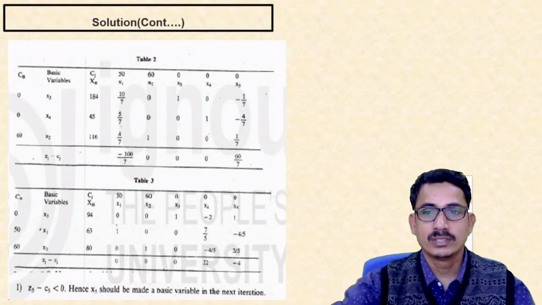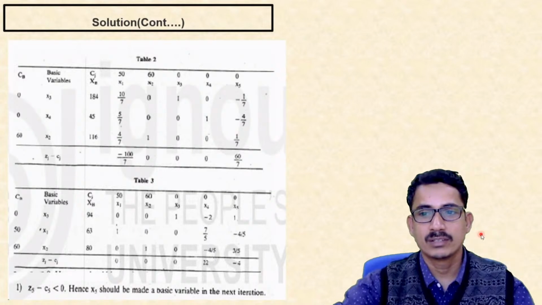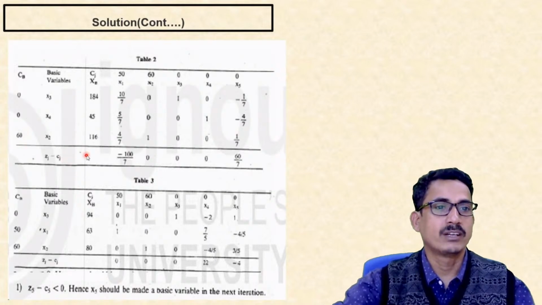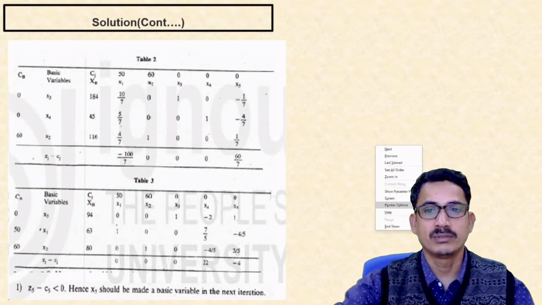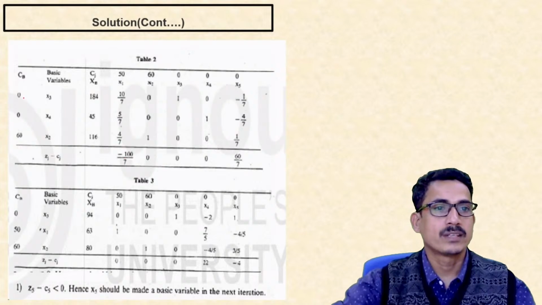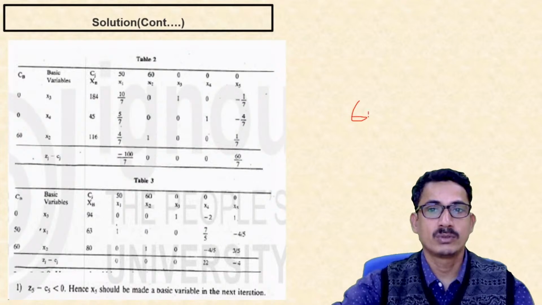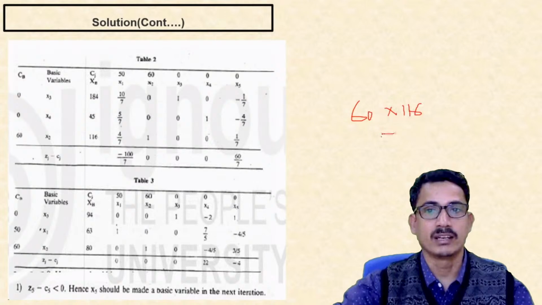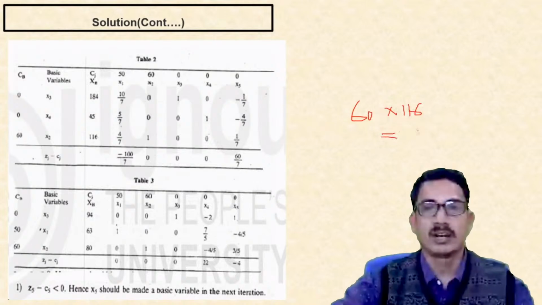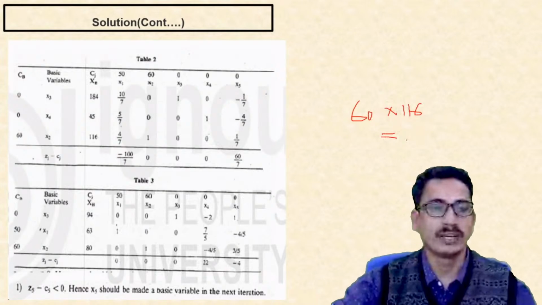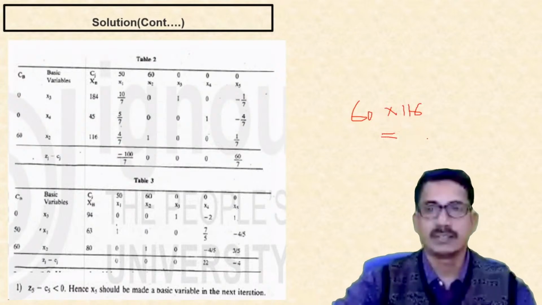You have to find out ZJ minus CJ. So first find out ZO. How to get ZO? The ZO is, let me tell you, summation CB into XB column. So 0 into 184 is 0 plus 0 into 45 is 0 plus 60 into 116. You have to multiply. Okay, the value will come. Whatever value comes, you write here.